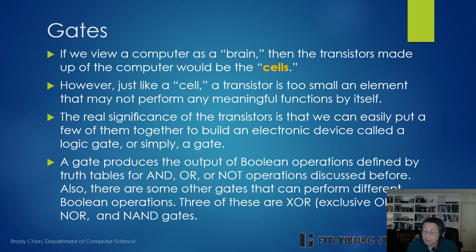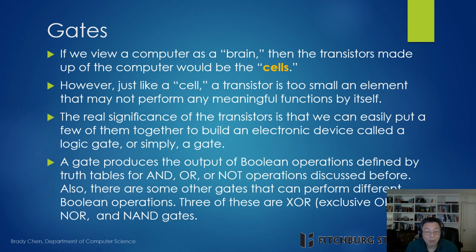The real significance of transistors is that we can easily put a few of them together to build an electronic device. We call these electronic devices logic gates, or sometimes we simply call them a gate. A gate produces the output of Boolean operations defined by the truth tables for AND, OR, and NOT. So these AND, OR, and NOT operations can be simulated using gates.